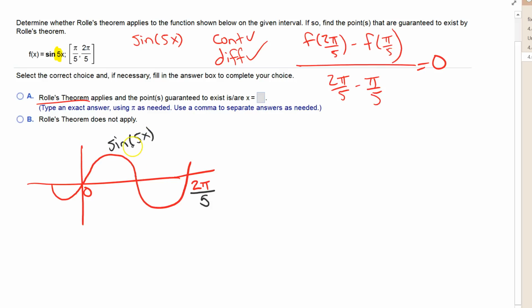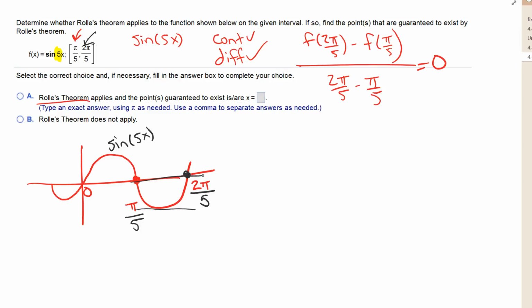Originally, in the graph of sine, this would have been pi, but now it's going to be pi over 5. So this point here is going to be my first endpoint. And then we go from pi over 5 to 2 pi over 5. This is my second point here. The function is continuous and differentiable, and you can expect to see where the derivative equals the slope between those 2 points, right? So we're expecting it to happen one time.